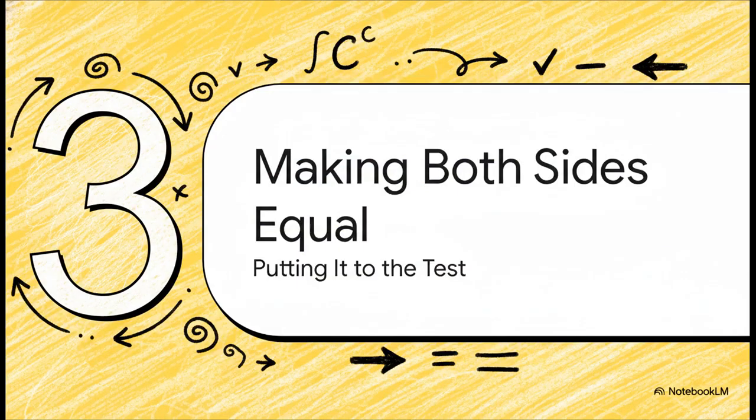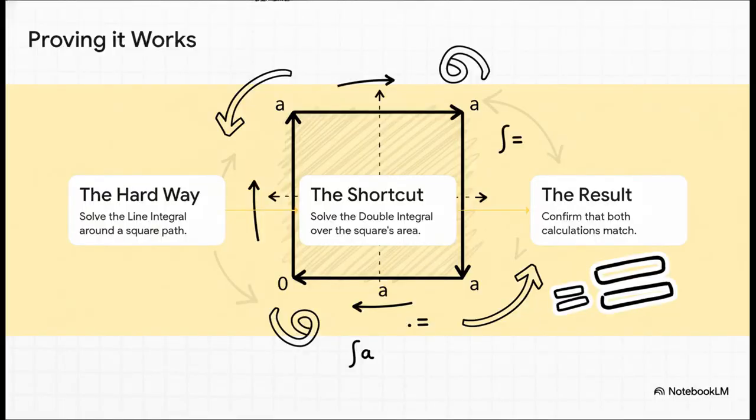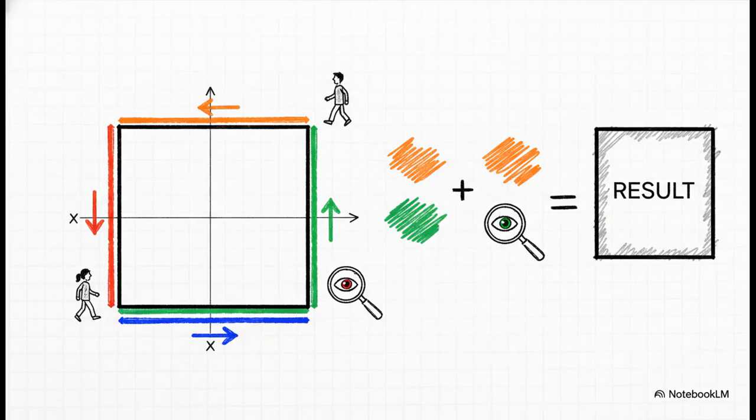Okay, that sounds amazing in theory, right? But does it actually work? Let's put it to the test with a simple example straight from the source material. So here's the plan. We're going to take a simple square path going from the origin out to a point (a, a). We'll do the calculation both ways, the long way and the shortcut, and see if we really do get the same answer. First up, the hard way. This means we have to do 4 separate calculations, one for each side of the square. We go along the bottom, then up the right side, back across the top, and finally down the left side. And then we add all 4 of those results together. It's definitely a bit of work.